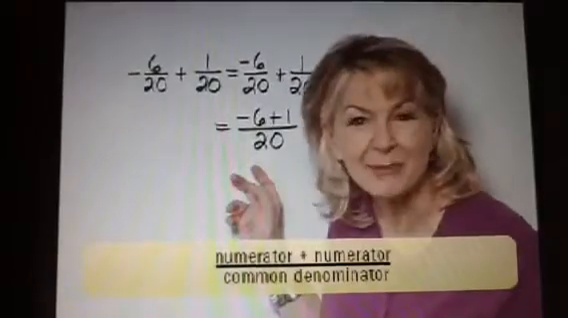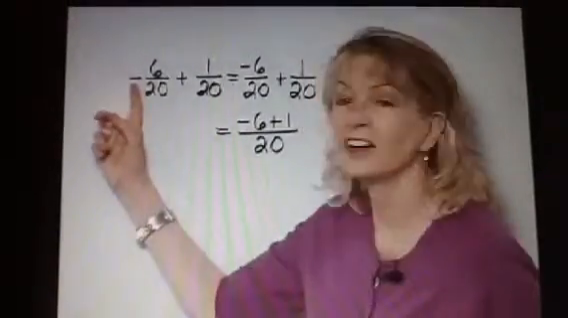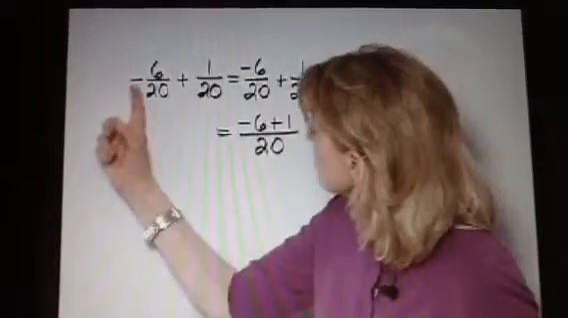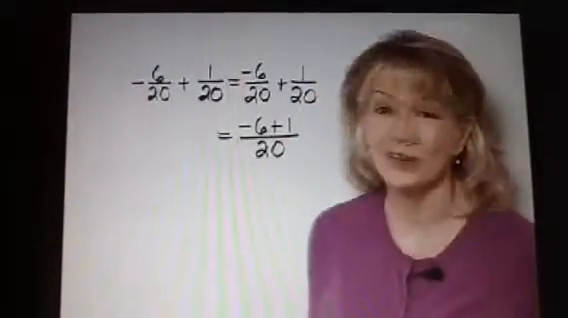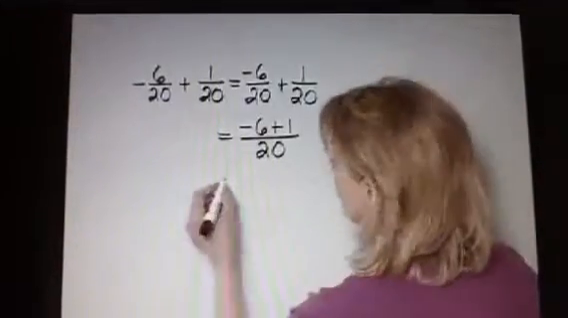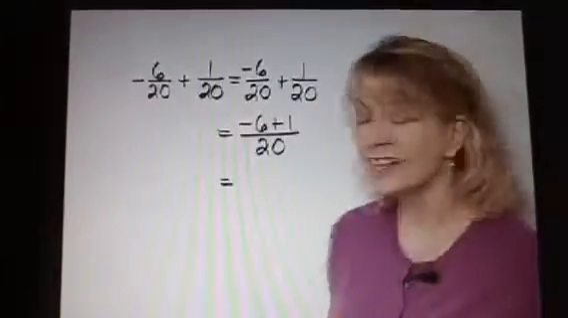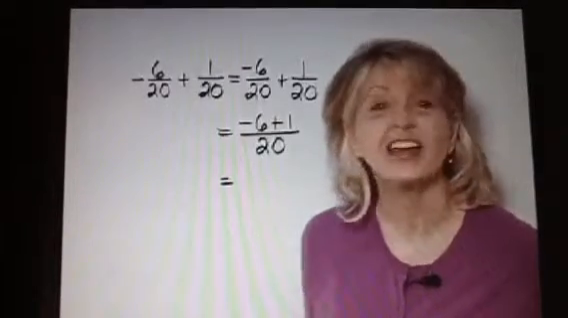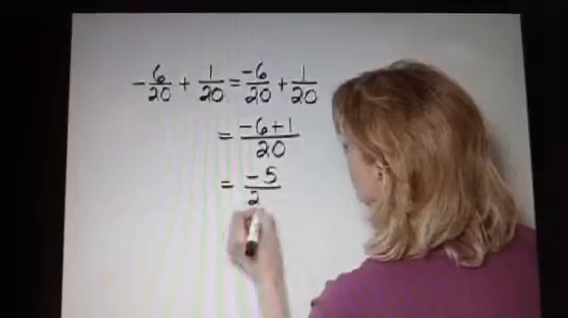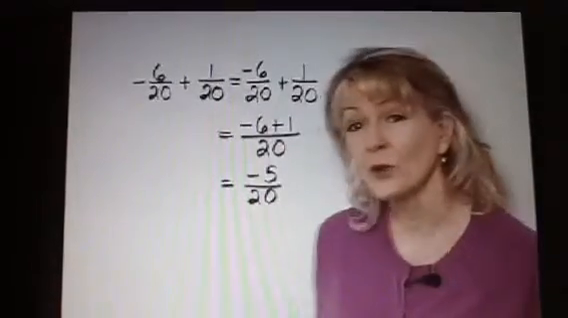But here's an example where the movement of the negative within a fraction is very helpful. Notice I moved it from the front to the numerator, and that is certainly appropriate and okay. So here we have negative 6 plus 1. Negative 6 plus 1, that is negative 5 over 20.